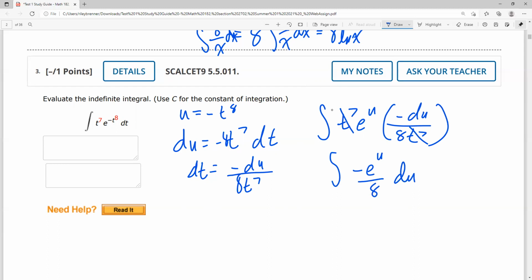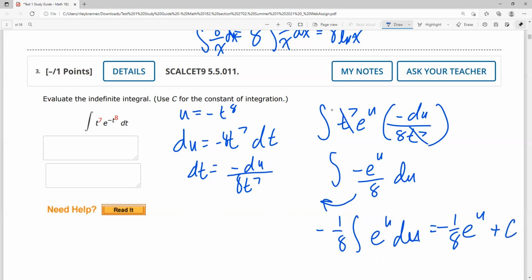And because we have a constant term, we have a negative 1/8. Whenever you have constant terms, you can easily just pull it out because it's a lot easier to not look at it. So all we have left now is we pull out the negative 1/8 and we're left with e to the u du. And what is the integral of e to the u? E to the u, right? Exactly. So all we're left with is negative 1/8 e to the u, and don't forget, plus c. This is our final answer right there.